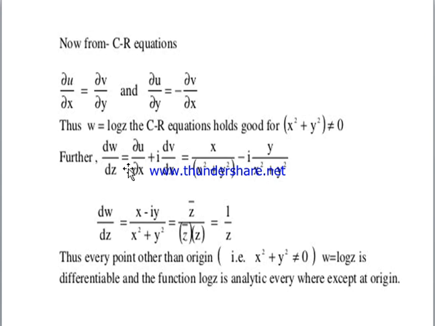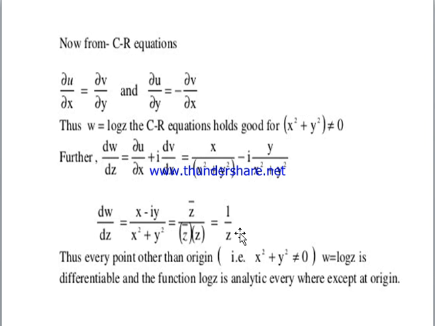Then we have to find dw by dz. So dw by dz is equal to dou u by dou x plus i dou v by dou x. We can substitute the values already found: x by x square plus y square minus, because dou v by dou x value is minus, i y by x square plus y square. So dw by dz is equal to x minus i y by x square plus y square. So we can write z bar by z bar into z, because r square is equal to z bar into z, z bar cancels, giving 1 by z. Otherwise we can find dw by dz is equal to 1 by z, because w equal to log z derivative is 1 by z. Simply we can write it.